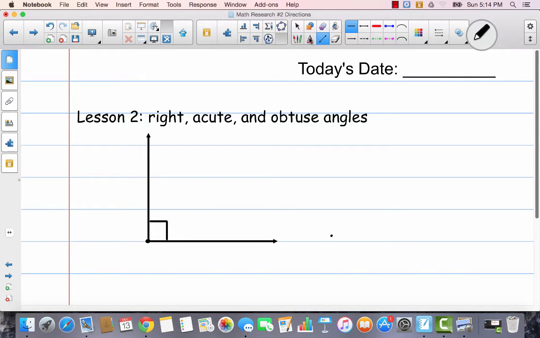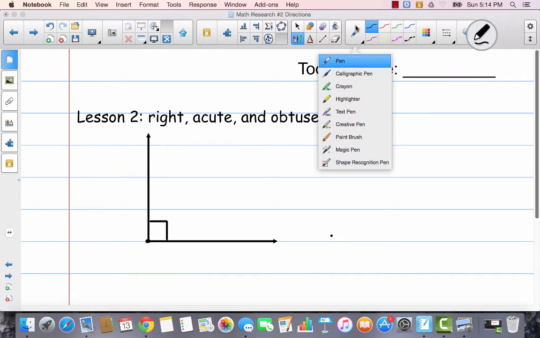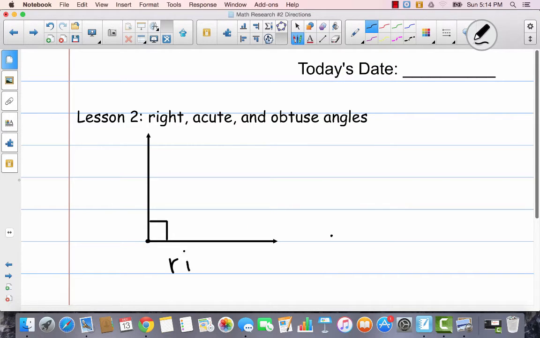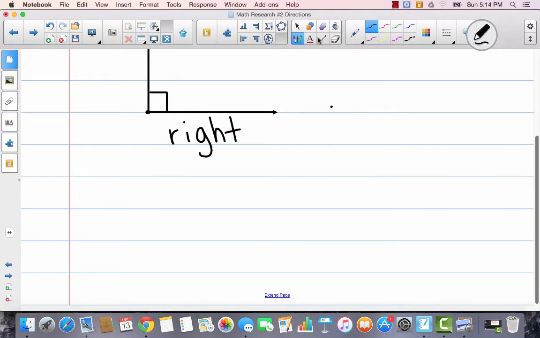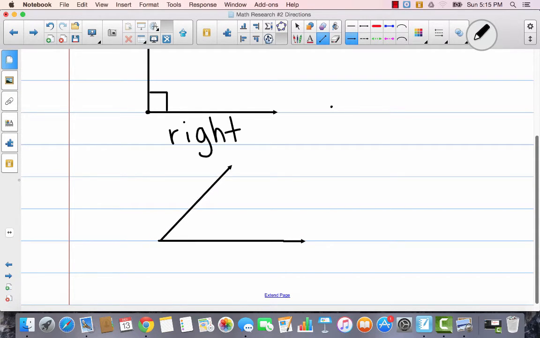And then I want you to label this. So underneath that, I want you to write the word right. And I want you to use R-I-G-H-T to show that this is a right angle. Okay, then next, somewhere else on your journal, I want you to go ahead and scroll down. Then I want you to draw an angle that is less than a right angle. So I'm going to go ahead and draw the bottom ray. And then where the vertex is, I'm going to make it less than a right angle.